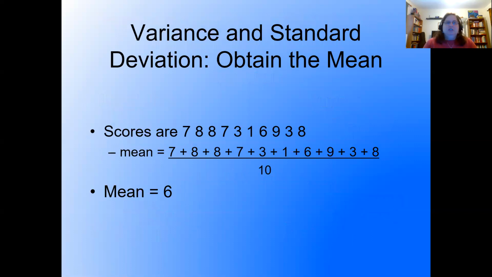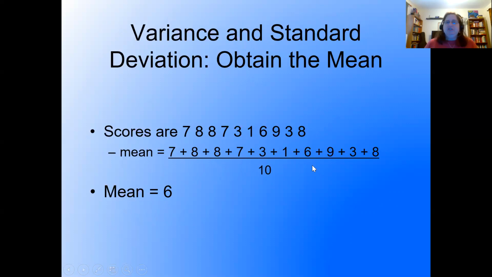So let's look at variance and standard deviation. Let's actually work through an example together. So the first step is to take all your scores, add them up, and divide by the number of scores. Well, there were 10 scores, so we divide by 10.